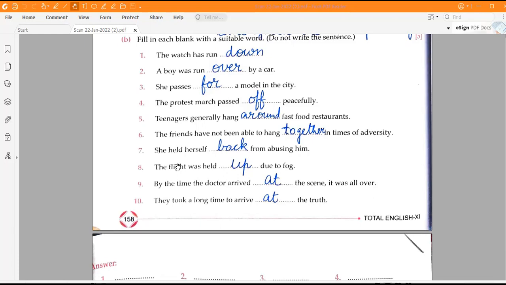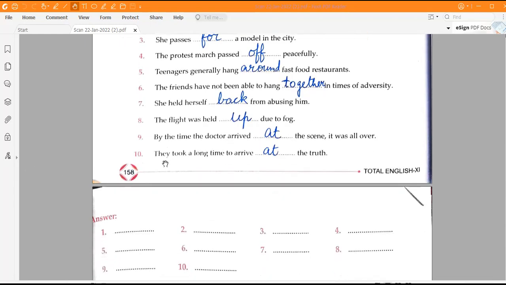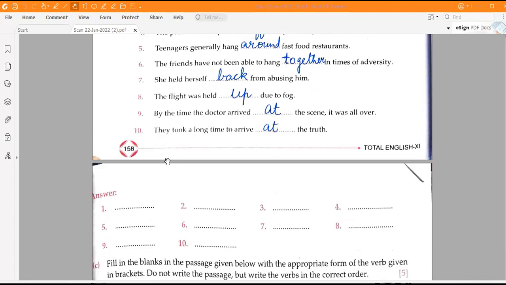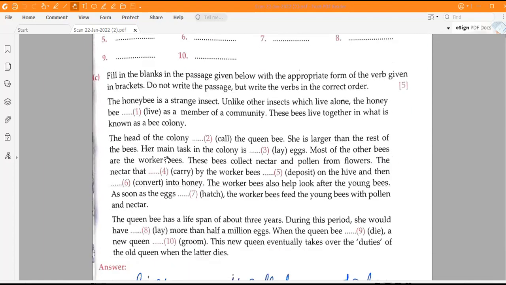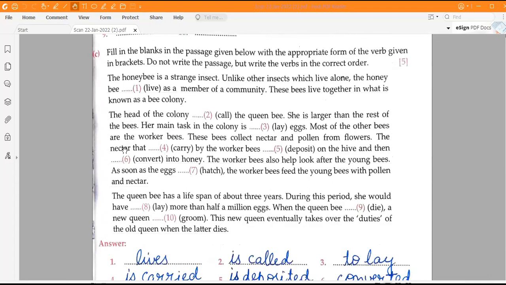Seventh one, she held herself back from abusing him. Eighth one, the flight was held up due to fog. Ninth one, by the time the doctor arrived at the scene, it was all over. 10th, they took a long time to arrive at the truth. You arrive at the truth. Okay. Moving ahead to part C of question 3.